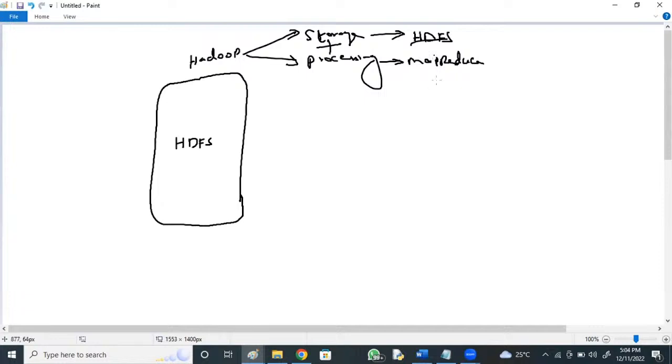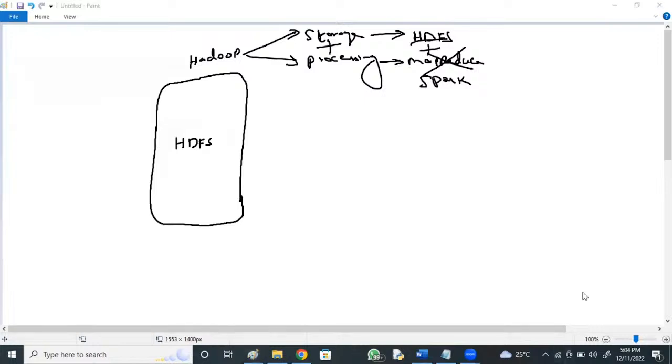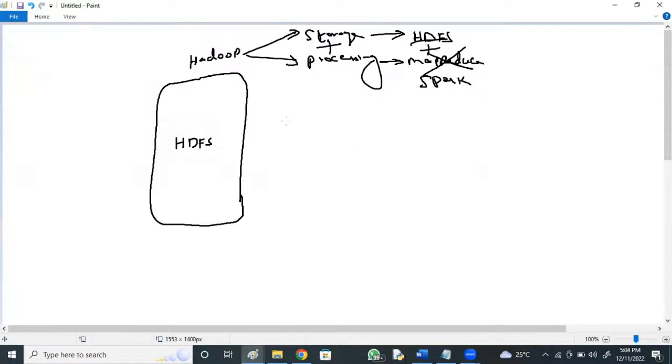So we are using Spark. For storage we use HDFS, and for processing we are now going with the Spark execution model. Spark has very high speed processing. Storage happens within the memory and processing also happens within the memory, because of which we get very high speed.